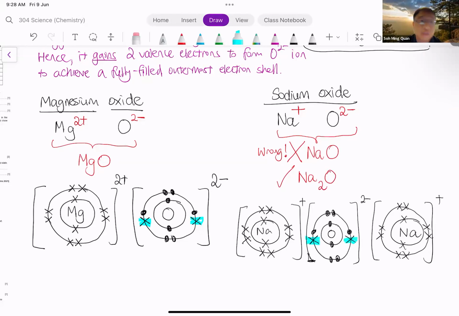Okay, so this is how you draw the dot and cross diagram for sodium oxide. Please ensure that you get the correct ratio of the ions before you start drawing. The last thing you want is to draw the wrong number of ions. So once you have finished copying, give me a thumbs up so that I can move on as well. We're going to move on to just one last thing.